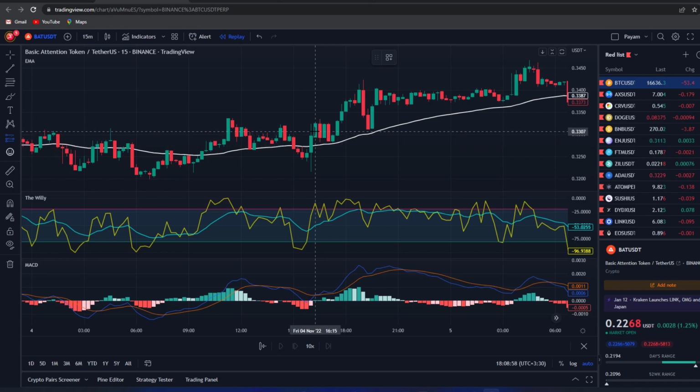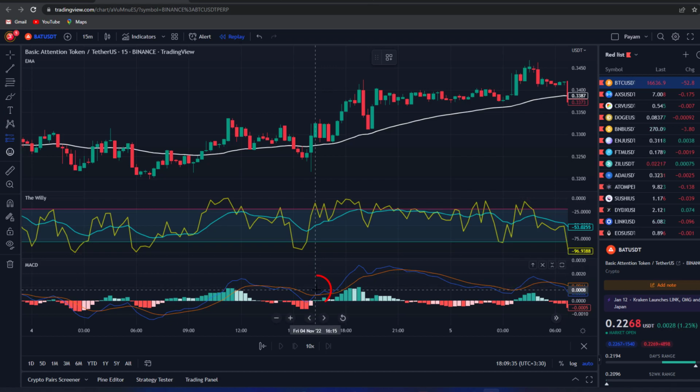Why? Because I'm entering a long position. The next thing is that in the Willy section, this yellow line needs to have crossed this blue line. It needs to be above it, or it needs to have just crossed it at an early stage. So this is good, it's above the EMA. This is also good, it's above the light blue line. The yellow line is above the blue line.